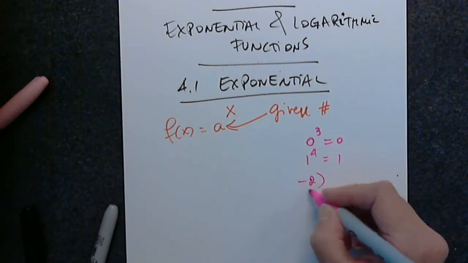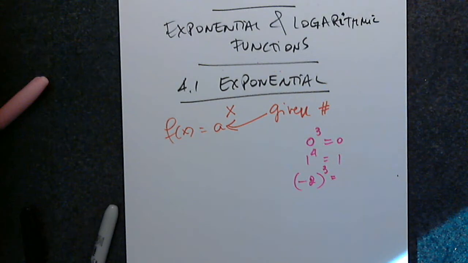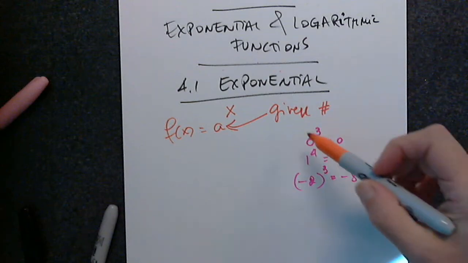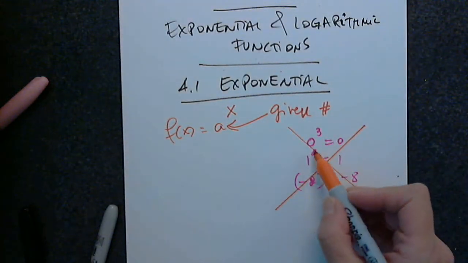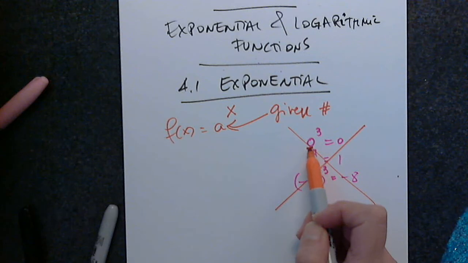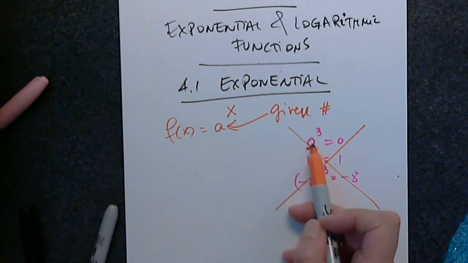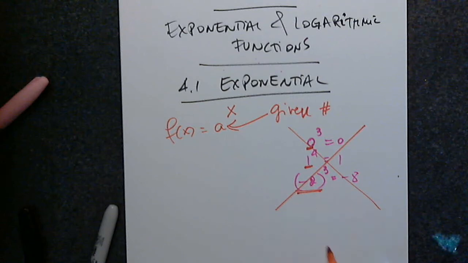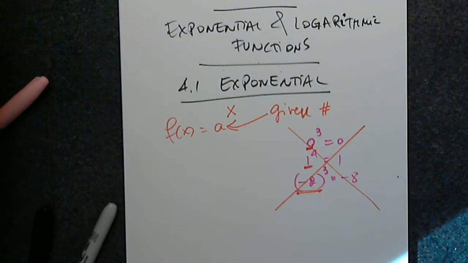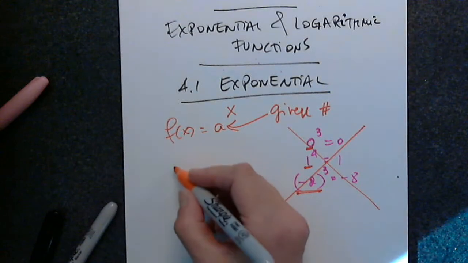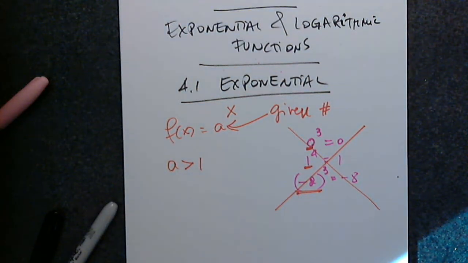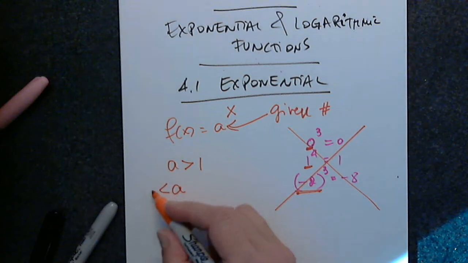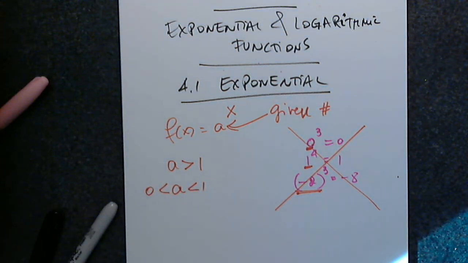Can I raise -2 to the third power? Of course, and I get -8. So all these are possible. However, they are not allowed when it comes to an exponential function. In other words, what I'm saying is the base cannot be 0. This little a cannot be 0, cannot be 1, and cannot be negative. Okay, fine, you told us what it cannot be. Now tell us what it can be. So a can be either a number strictly greater than 1, or a number between 0 and 1. These are the only options.